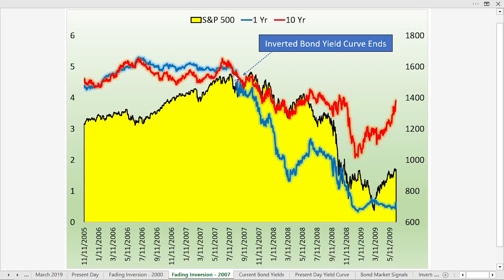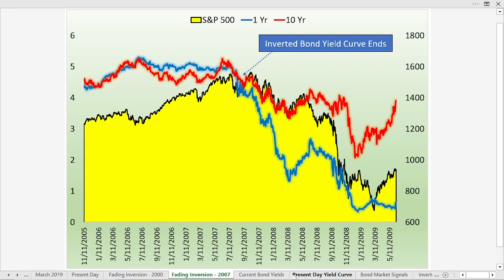But eventually, specifically around August of 2007, the blue line, the 1-year bond, crossed back below the red line, the 10-year bond. The inverted bond ended. And then shortly after that, we saw the beginning of the 2008 financial recession. And we see the 1-year bond, the blue line, really plummeted much, much further down than the red line did. And that occurred simultaneously with that stock market crash in 2008.